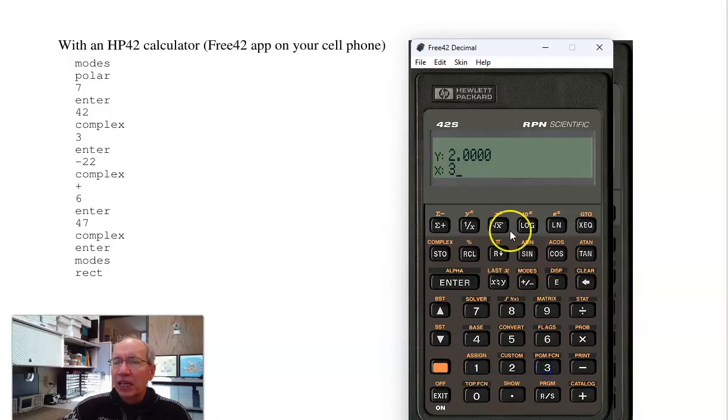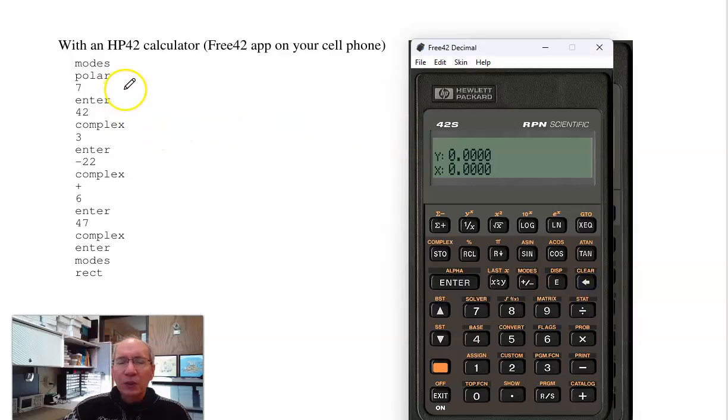Those 2 numbers are on the stack. I can now add them. When I multiply by 7, I take 7. It automatically pushes it on the stack. 7 times 5 is 35. 35 divided by 4 is 8.75.